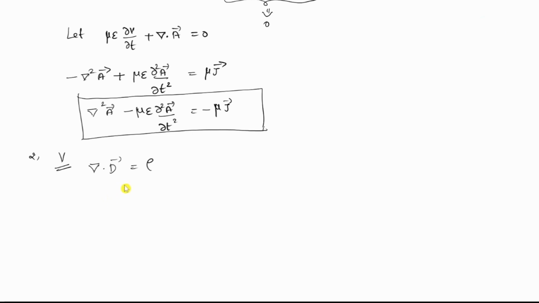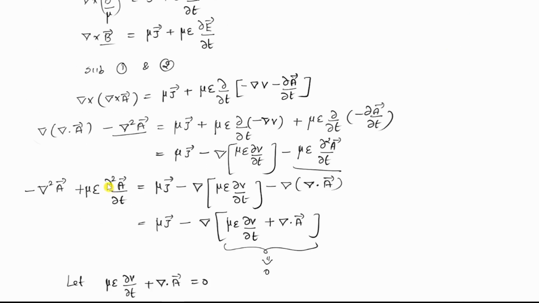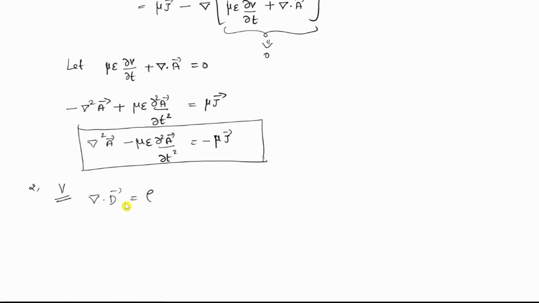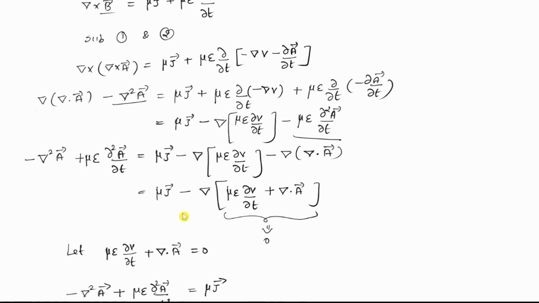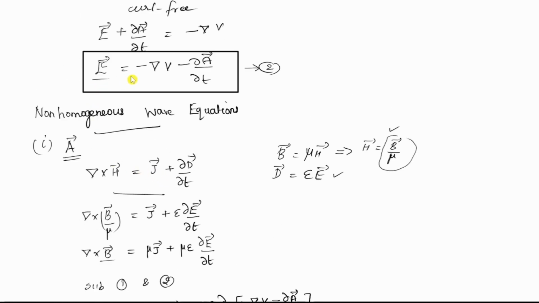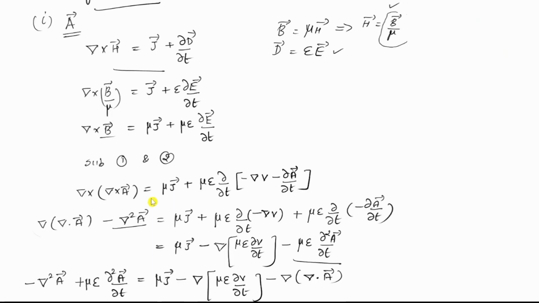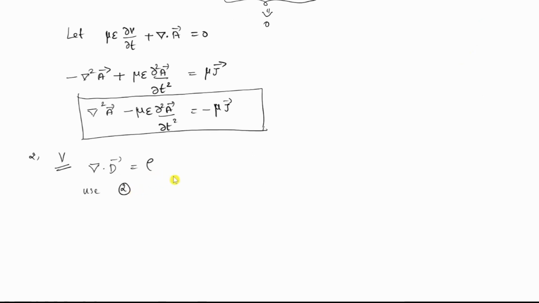Similar to the previous case, here we have applied equations 1 and 2, and here we don't have any B term or A term or H term. So we use only equation number 2 here. Equation number 2 is E is equal to minus del V minus dou A by dou T. Again, there is no E term here, but we know a relationship that D is equal to epsilon E. If we substitute D is equal to epsilon E, we'll get the E term.